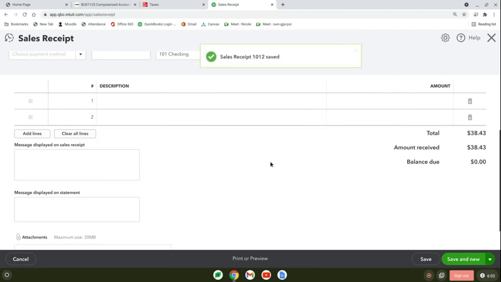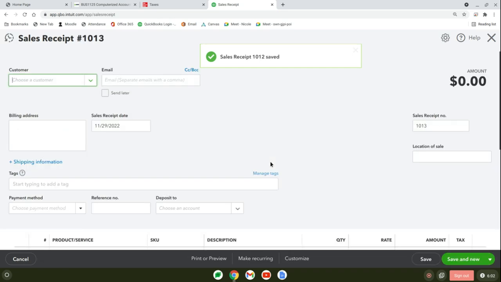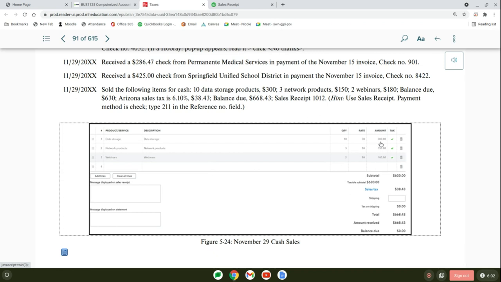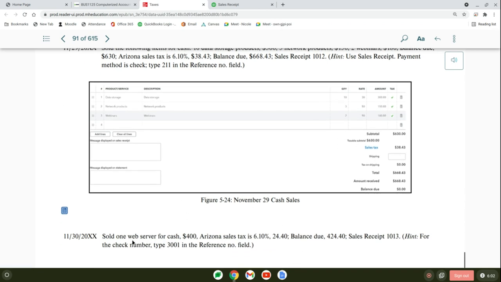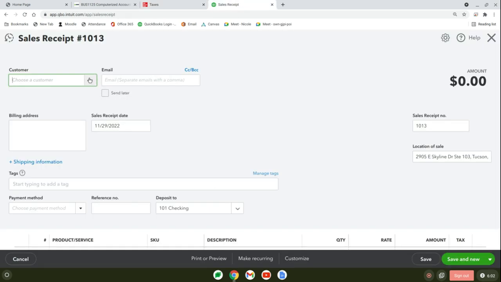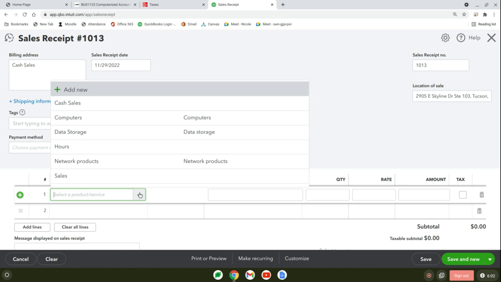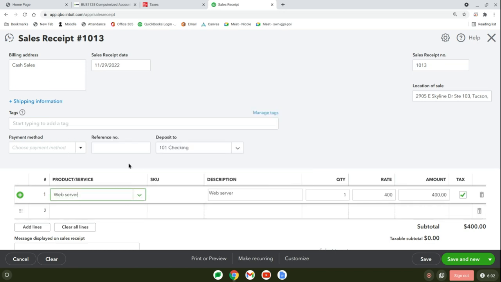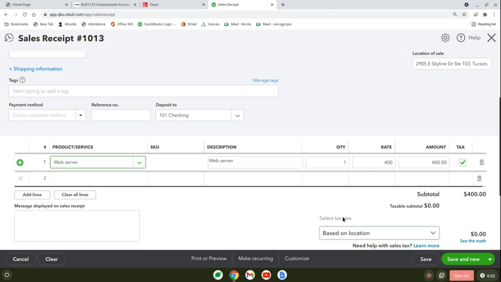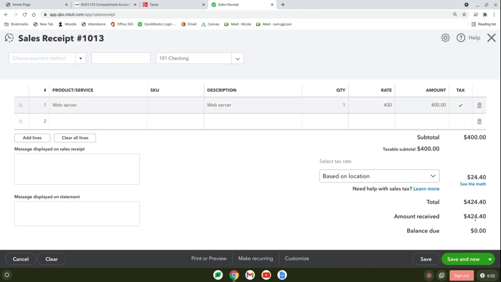So the next one said sold 1 web server for cash, $400. So I'll scroll down. They wanted to make sure you saw that you have 3 products now listed in here. And then they have sold 1 web server for cash, $400, and it should come out to $424.40. So we're going to select cash sales. We're going to select web server, and it's one of them. And when we apply the sales tax, it should come out to $424.40, and that's going to be save and close.